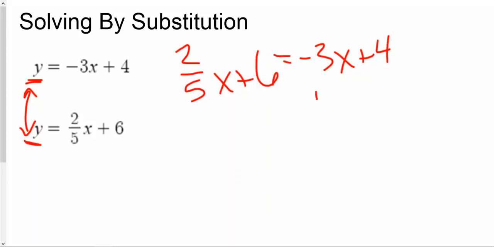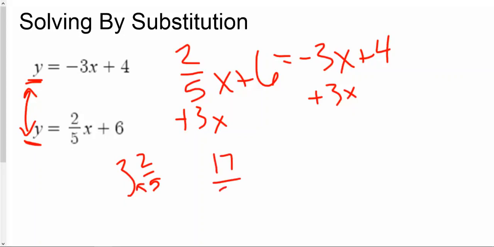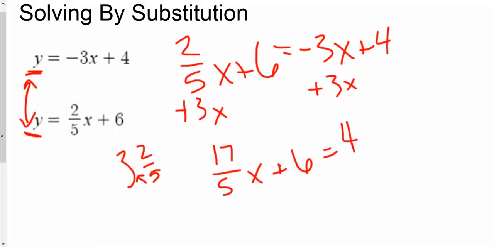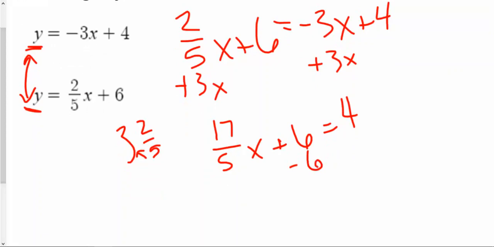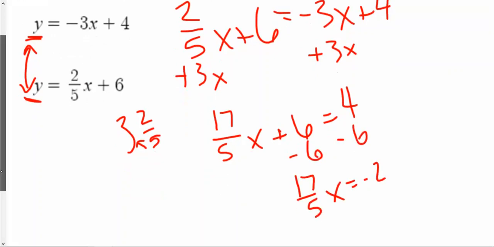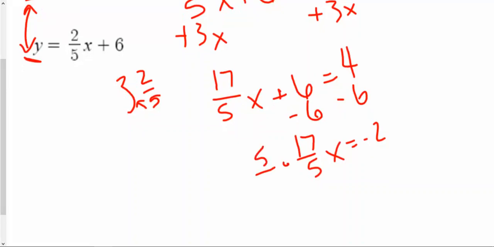The first thing I'm going to do is add 3x to both sides. So I'll get 3 2/5. Let's make that an improper fraction. 3 times 5 is 15 plus 2 is 17. So 17/5 x plus 6 equals 4. From there, we subtract 6 from both sides to isolate the x. And then we multiply by the reciprocal to get x by itself. So I get x is -10/17.